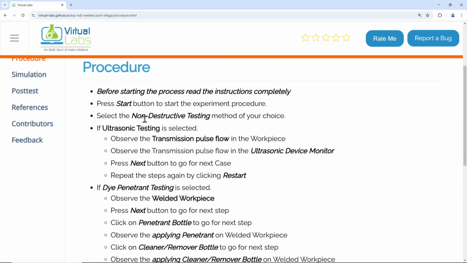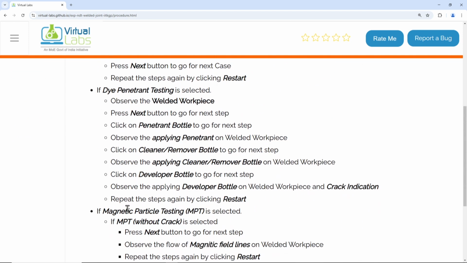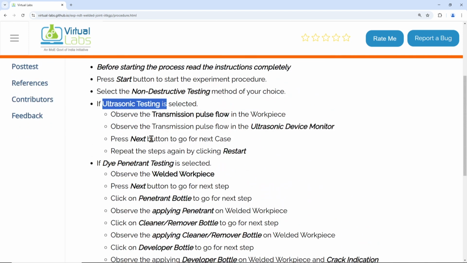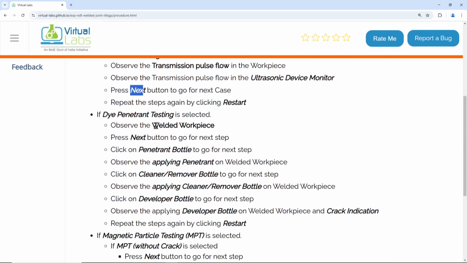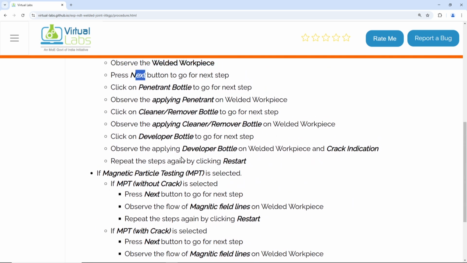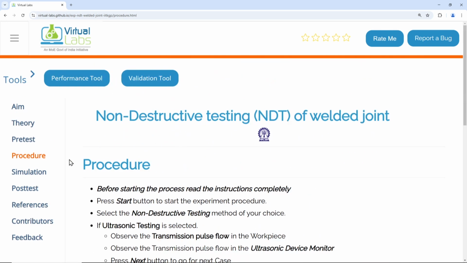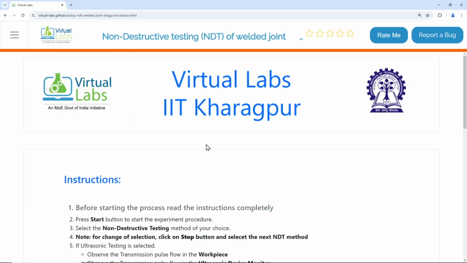They say start button, non-destructive testing, pick the test: ultrasonic testing, dye penetrant test or magnetic test. For each of them there is a separate set of instructions. For ultrasonic testing, we observe the transmission pulse flow, we observe the ultrasonic device monitor, press the next button to go to the next case and restart. In dye penetrant test, welded workpiece, we press next, penetrant bottle. Let me try to come to the simulation, and instructions are already given here.